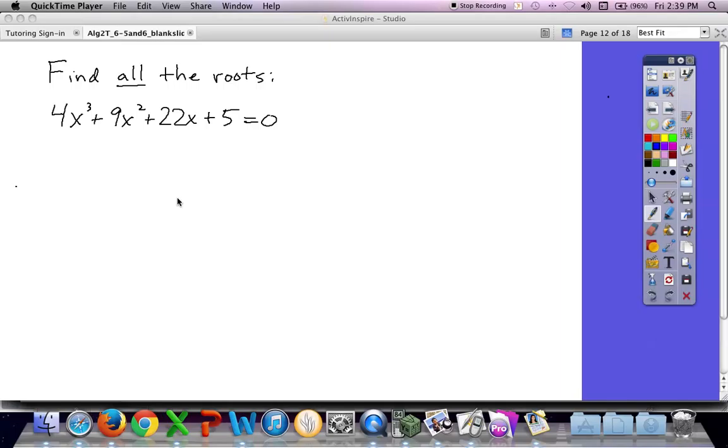We could do all the factors of 5 divided by the factors of 4. That would be 1 and 5, 1, 2, and 4. That would give us 6 possibilities, all plus or minus. That makes 12. Or what else could we do to find that first zero? Graph it. Put it in the calculator. You can't put it in the quadratic formula yet, right? You're going to have to graph it first.